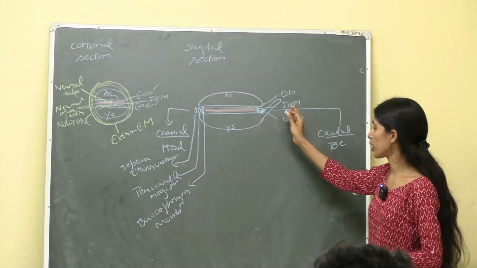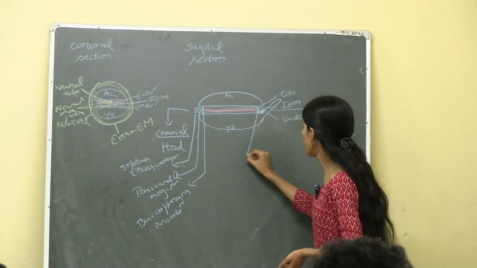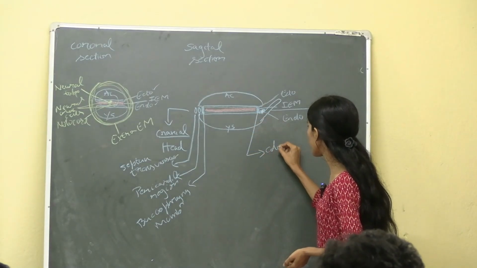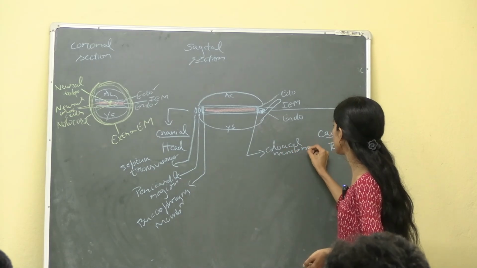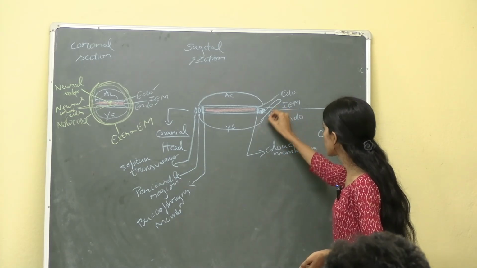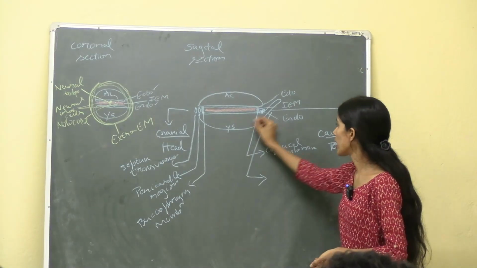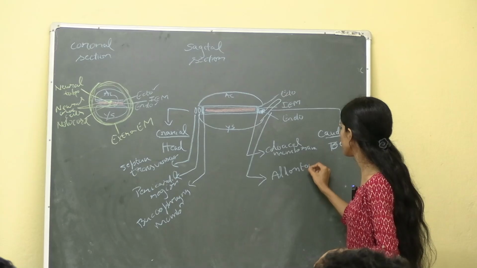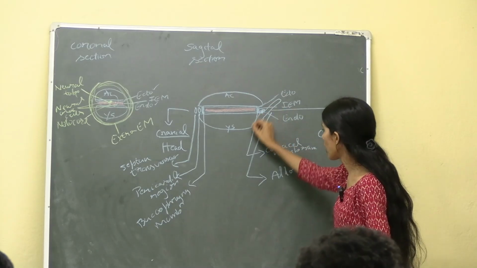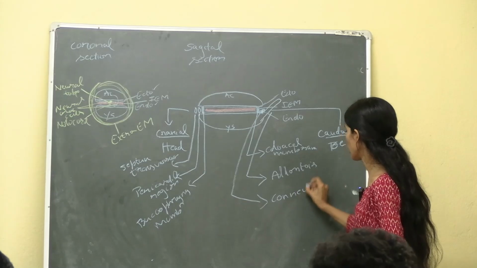Okay. On the caudal end, again we have three important structures. The very first one is the cloacal membrane, and this structure, which is the elongation from your yolk sac, is called allantois. Between these two, we have one more important structure, that is the connecting stalk.